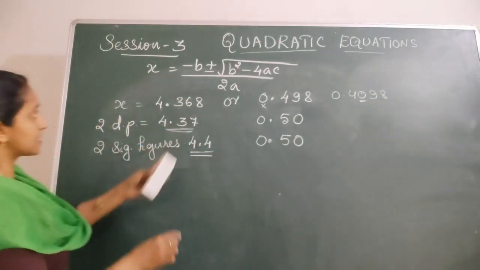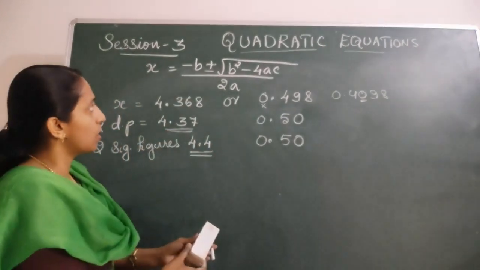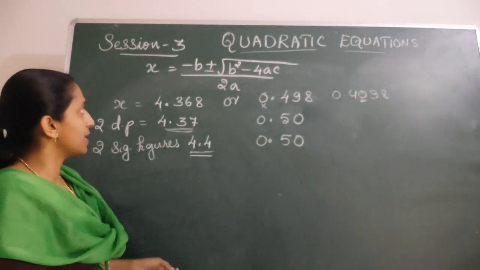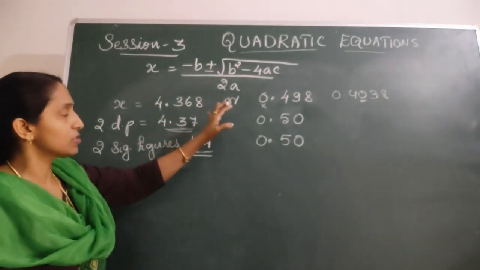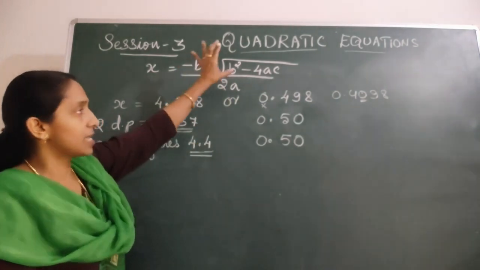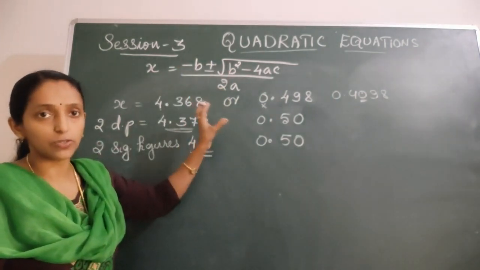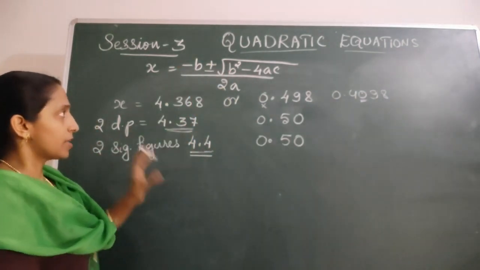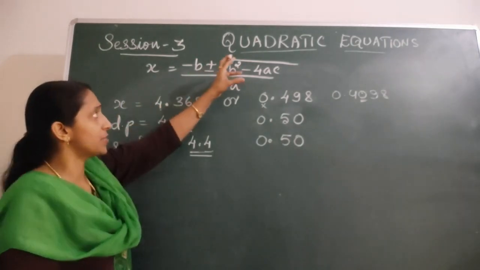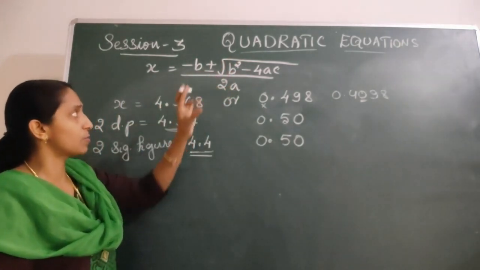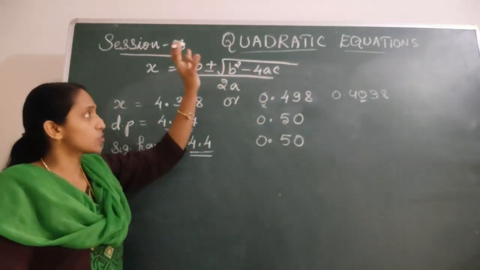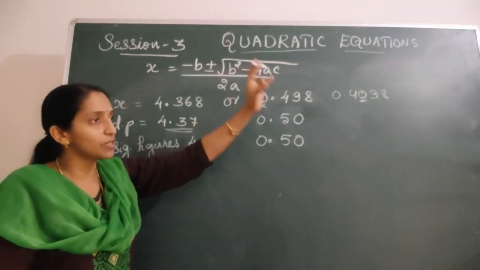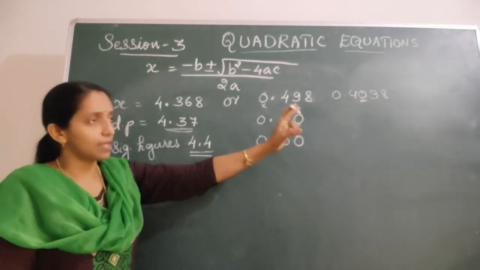The formula is clear. X is equal to minus b plus or minus under root b square minus 4ac upon 2a, where a, b, c are our constant values in the quadratic equation. Now, after substituting these values in the formula, you will get a square root to find. That square root you will calculate by using the long division method.